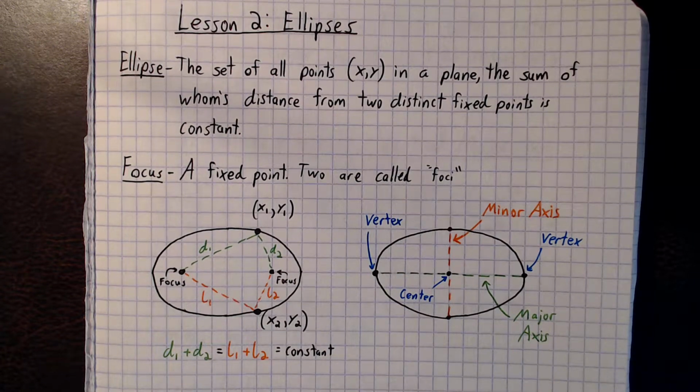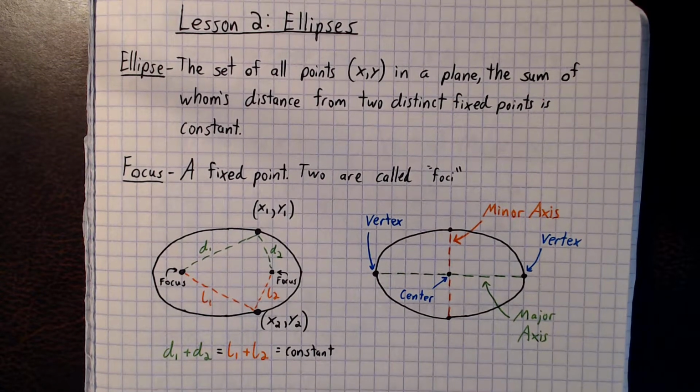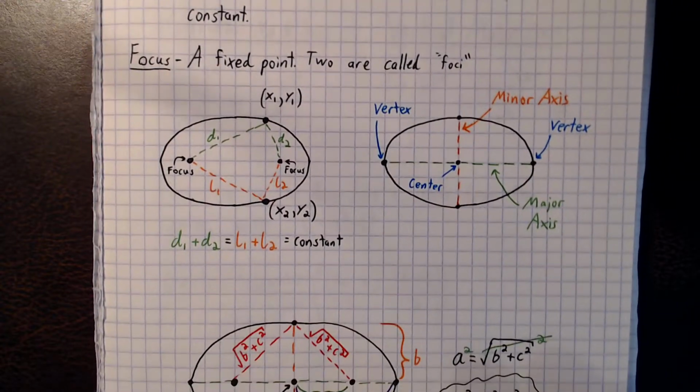Alright, welcome to lesson number 2. We're talking about ellipses this time. Let's talk about what an ellipse is. It's a set of all points x, y in a plane, the sum of whose distance from two distinct fixed points is constant. Now, that will make a lot more sense looking at it visually.